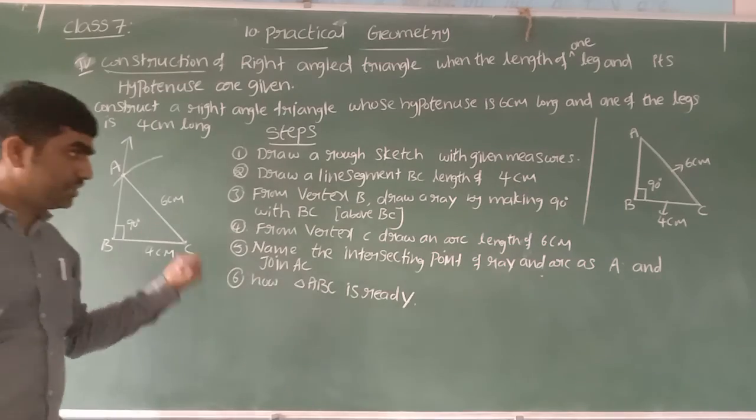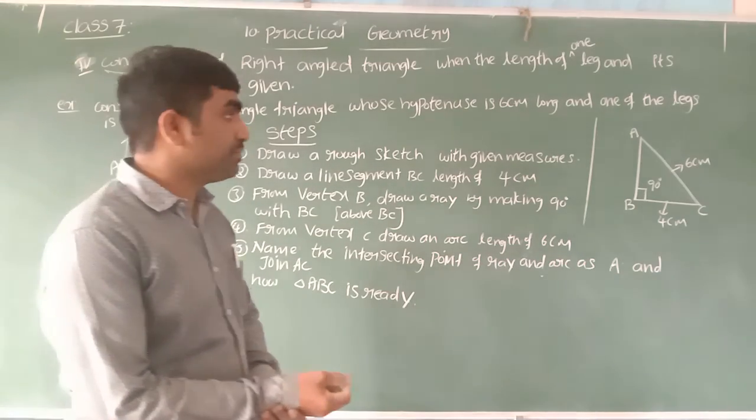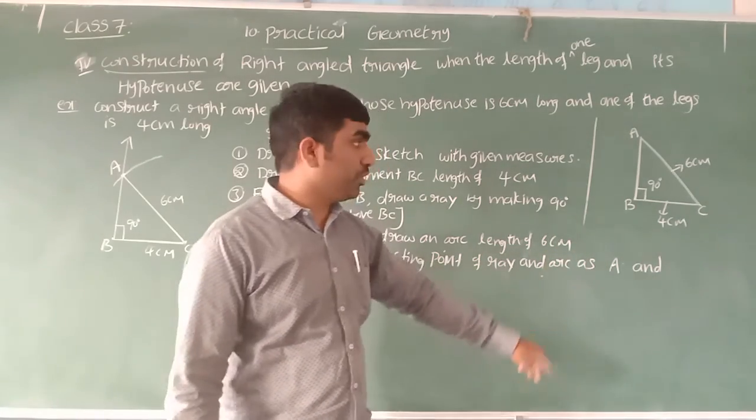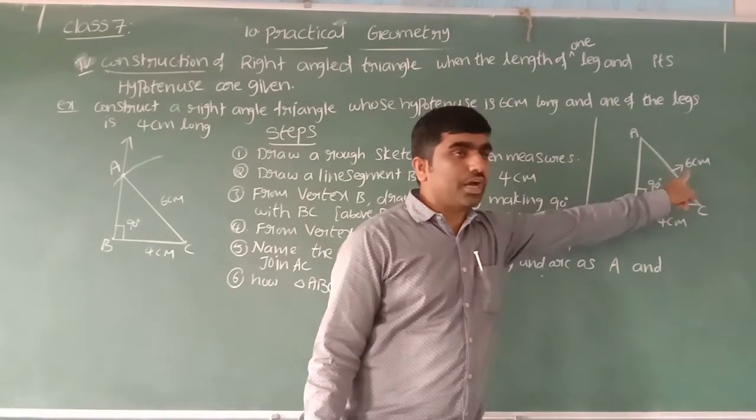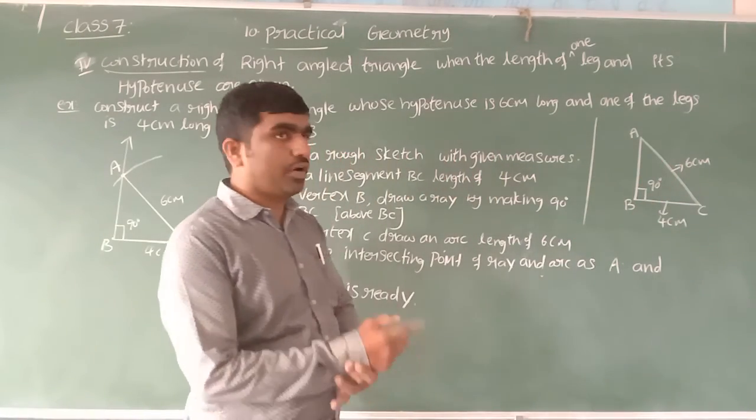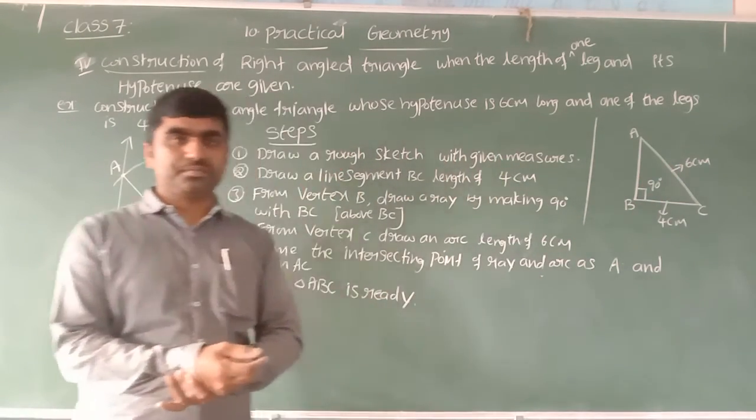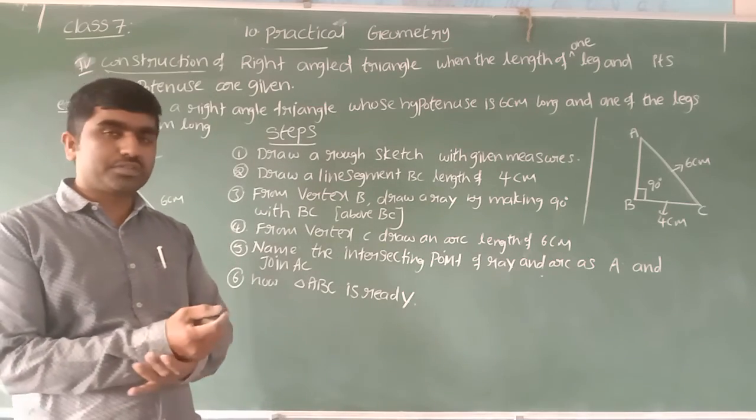So this is the way you can construct a right angle triangle when we know the length of the hypotenuse and the length of one leg of the right angle triangle. Yes, is this concept clear to you?